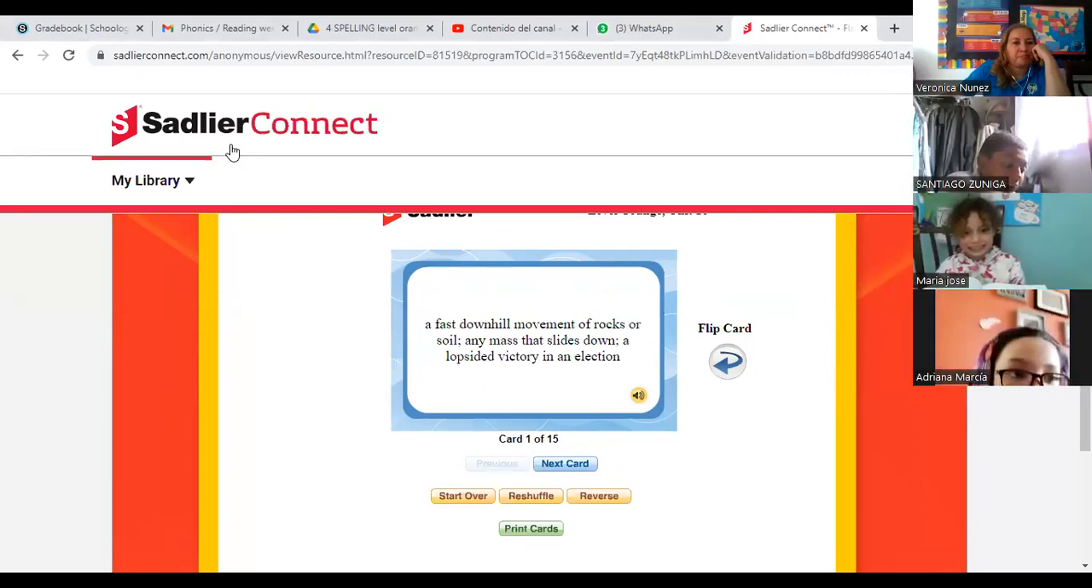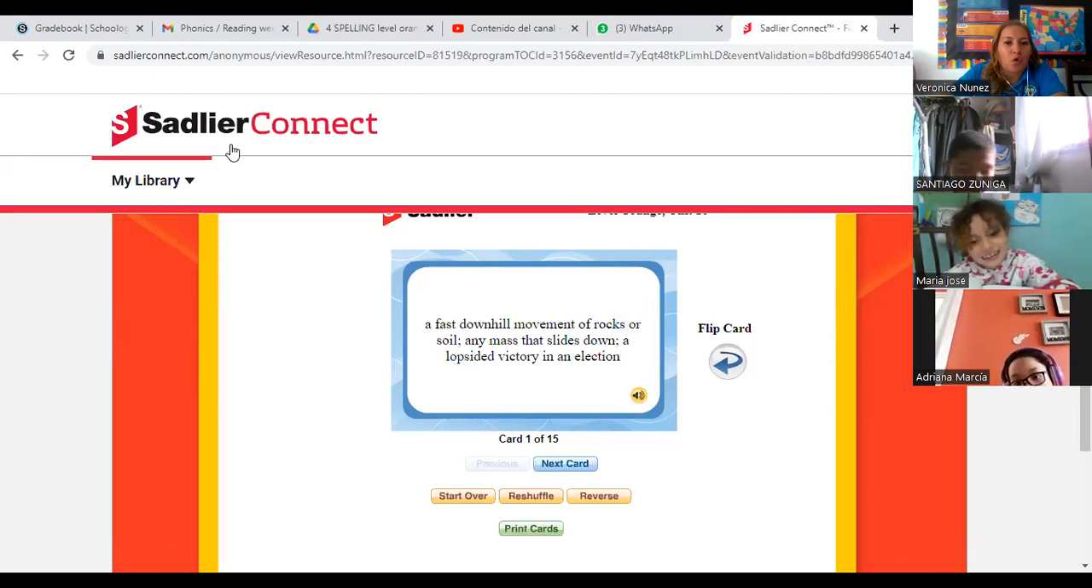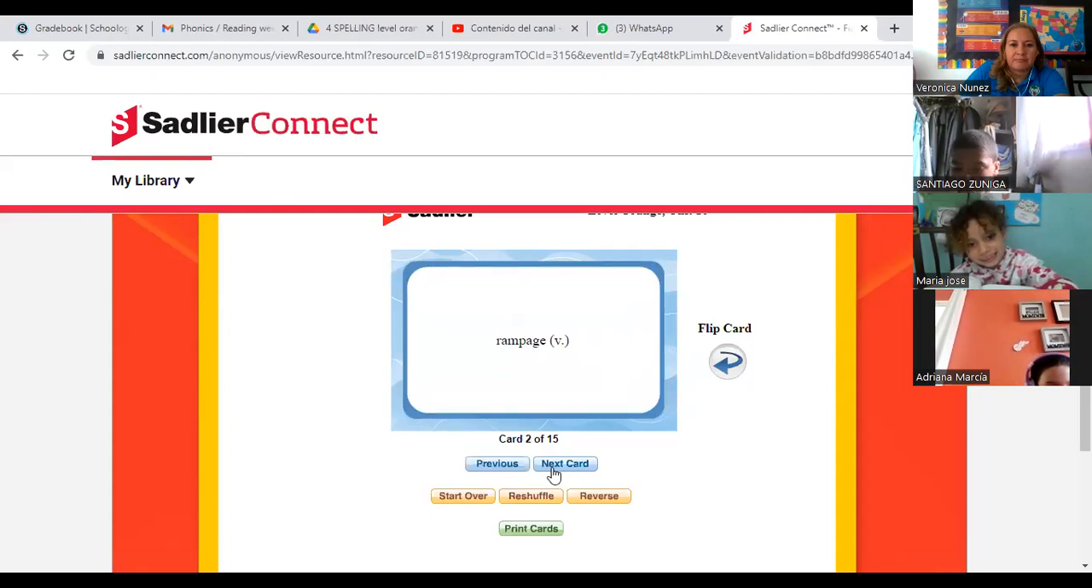Campo. No. No. A fast downhill movement of... Landslide. Yes. Yes, it's landslide. Okay. Next card.